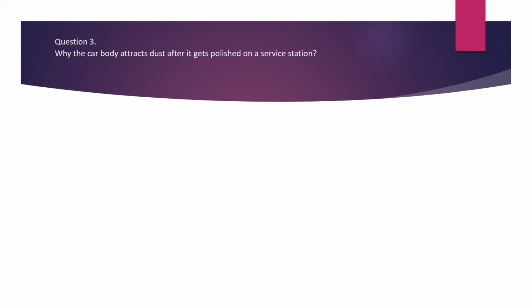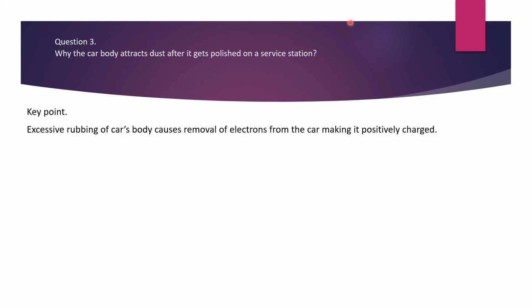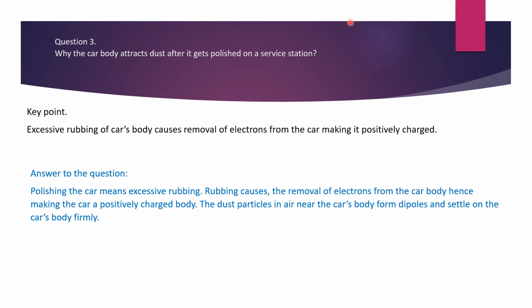Question 3. Why the car body attracts dust after it gets polished on a service station? The key point. Excessive rubbing of car's body causes removal of electrons from the car, making it positively charged. Now, answer to the question is, polishing the car means excessive rubbing. Rubbing causes the removal of electrons from the car body, hence making the car a positively charged body. The dust particles in air near the car's body form dipoles and settle on the car's body firmly.